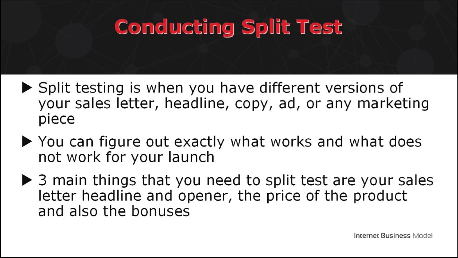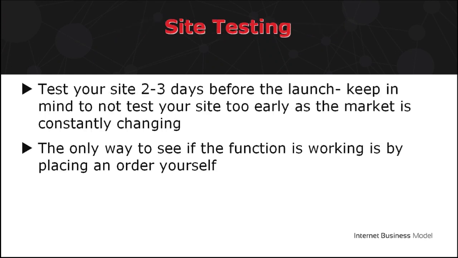Split testing is when you have different versions of your sales letter, headline, copy, ad, or any marketing collaterals. The way it works is traffic coming to your site is split evenly to the different versions of the sales letter or video. When you conduct controlled tests and gather empirical data, you can figure exactly what works and not works for your launch. The three main things you need to split test is your headline, the price, and also the bonuses.